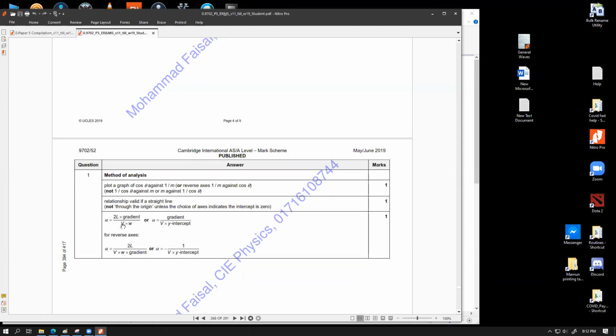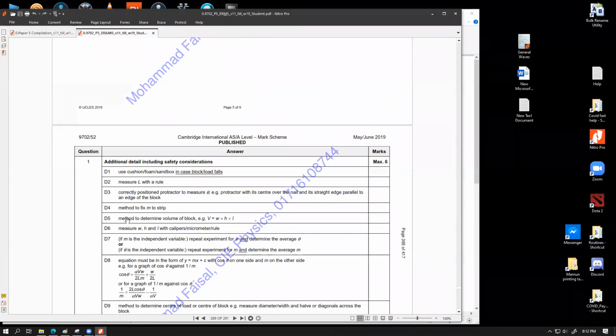Alpha equals gradient divided by VW, or alpha equals this one. People can have different types of plotting. So if you plot cos theta versus 1 by m, you're going to get this one, which we did. So alpha ultimate expression is beta. This is the correct expression for us. And then for the additional details, let's have a look.